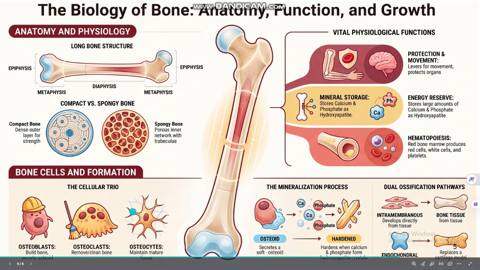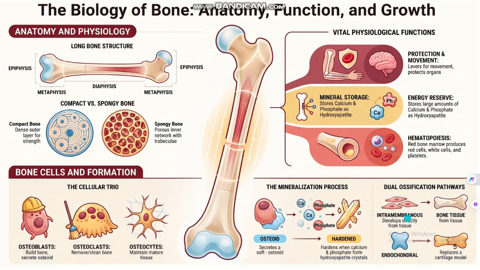At the cellular level, the bone is maintained by the trio osteoblast, osteoclast, and osteocytes. They are the builders, cleaners, and supervisors. They work in sync to balance growth and renewal. The next process is the ossification pathway. Through ossification, bones get formed either directly from tissue by the intramembranous pathway or by replacing cartilage in the endochondral pathway. This dual process ensures the development, repair, and lifelong remodeling of our bones.